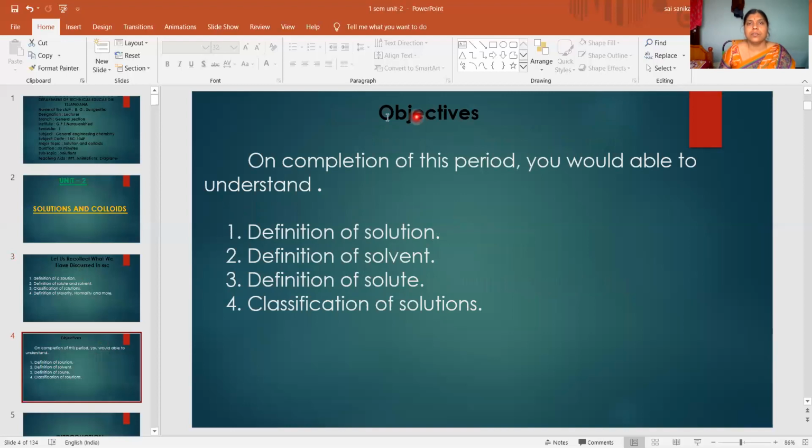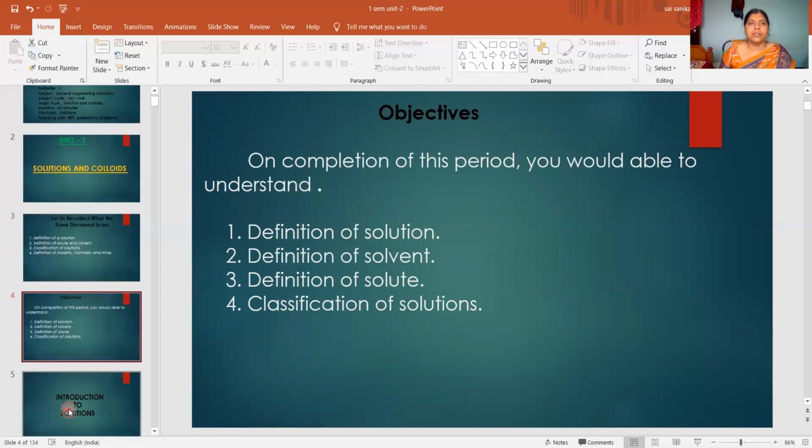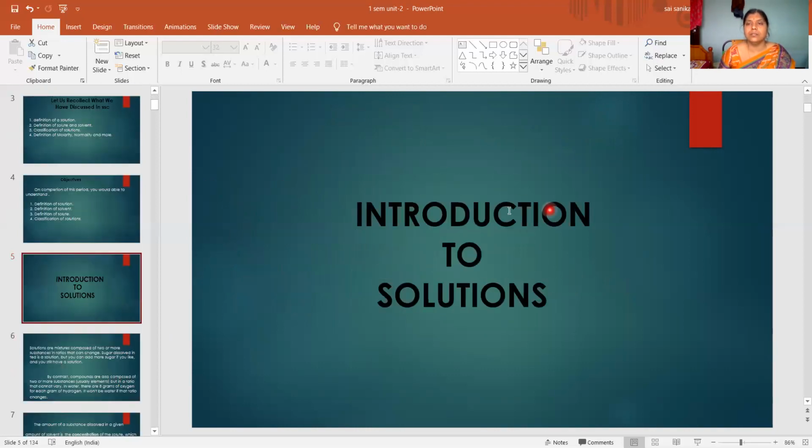Next, the objectives. On completion of this period, you will be able to understand what is a solution, what is solvent, what is solute, and classification of solutions. So these four topics are important. Next, we'll go to introduction to solutions.